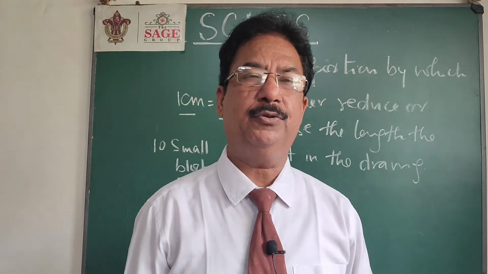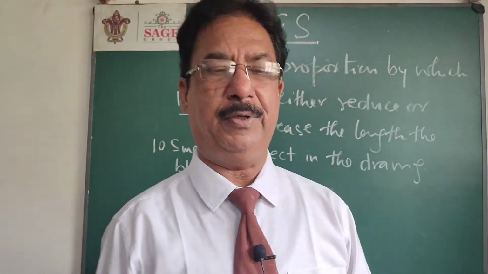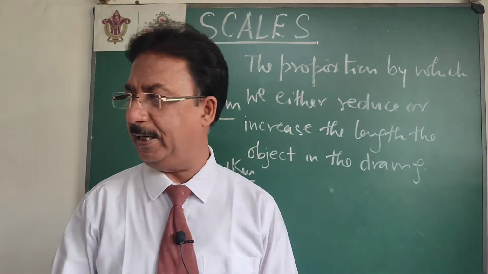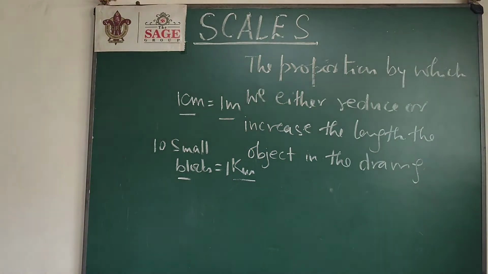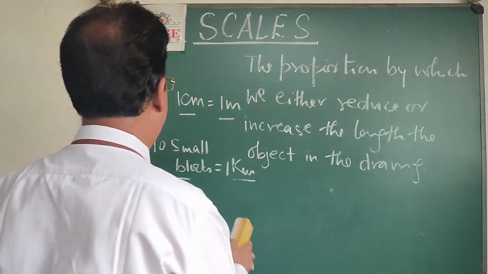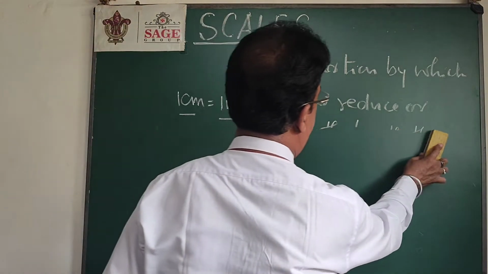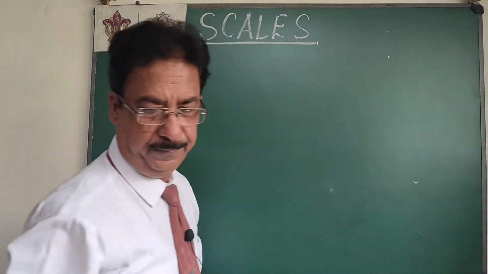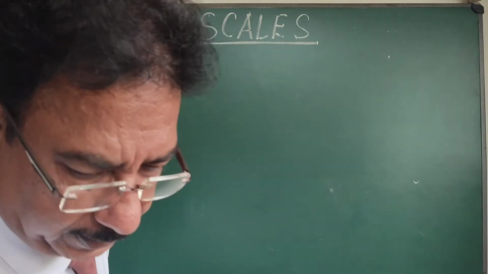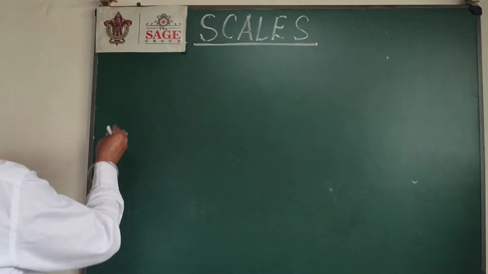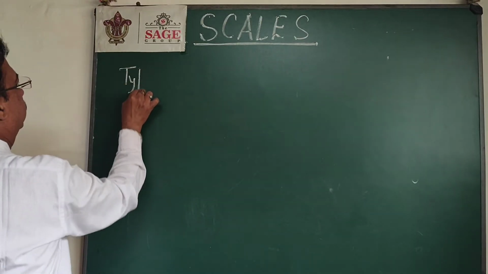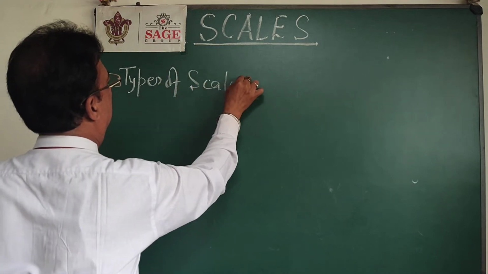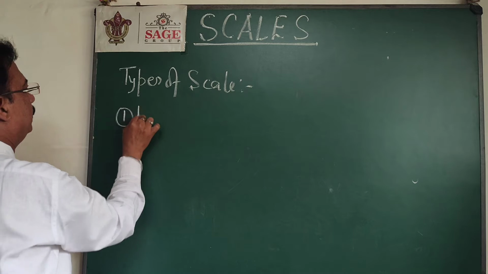Now according to this proportion, if we want to classify our scale, then there are three types of scales. One will be known as full size scale, second will be known as reducing scale, and third will be known as enlarging scale. First one will be full size scale.